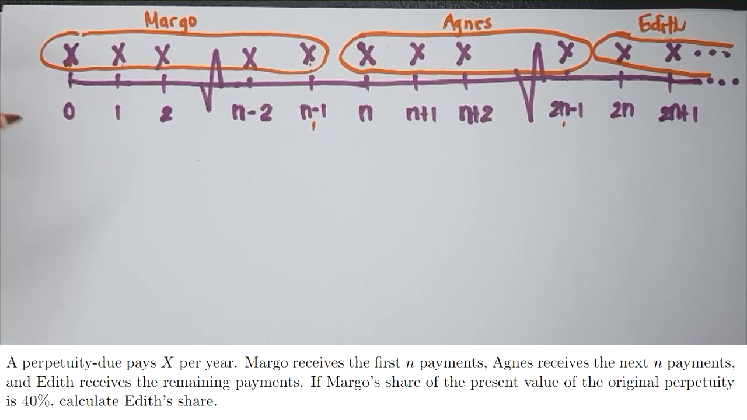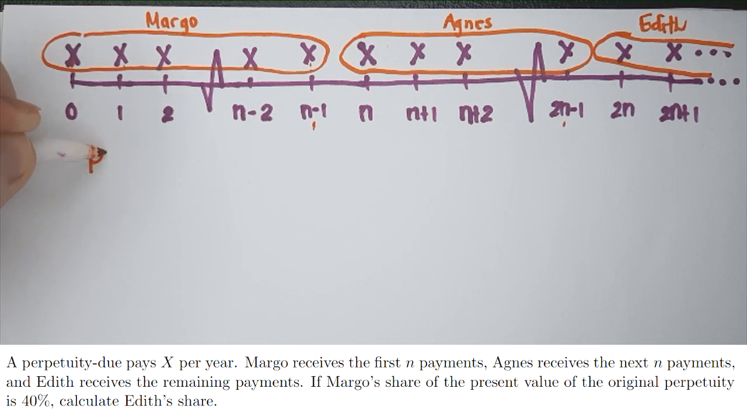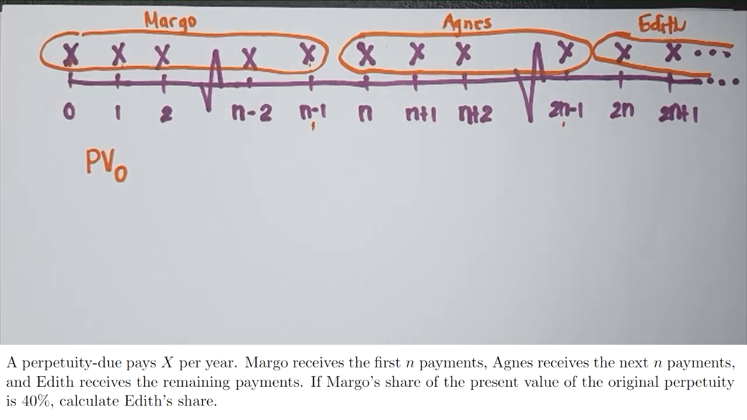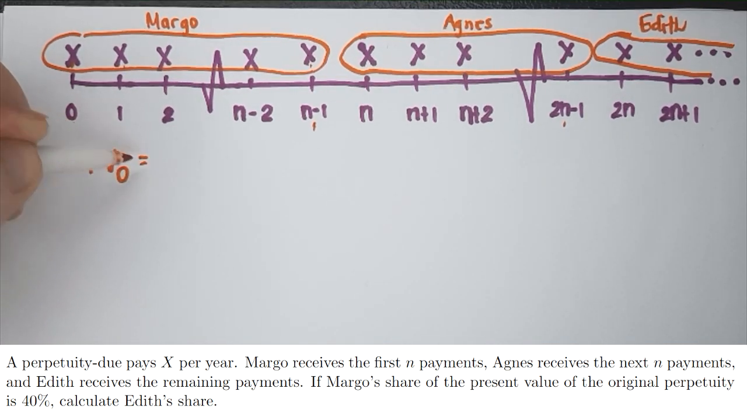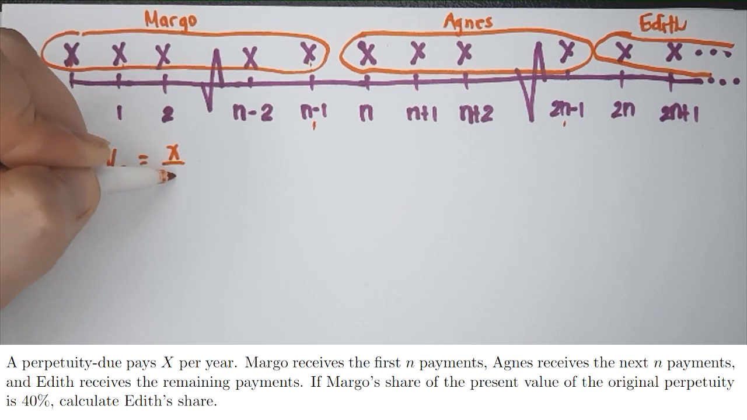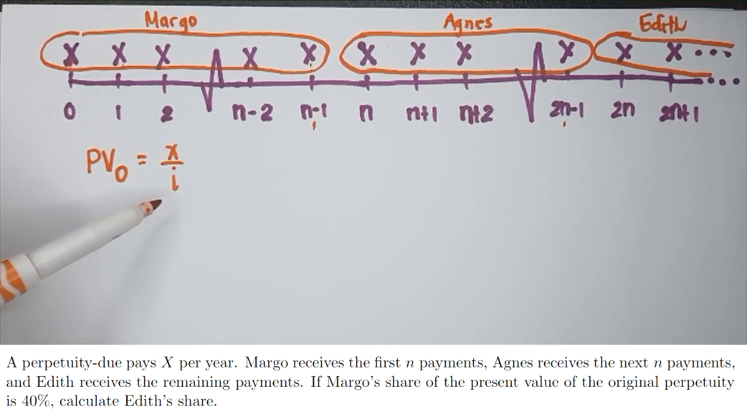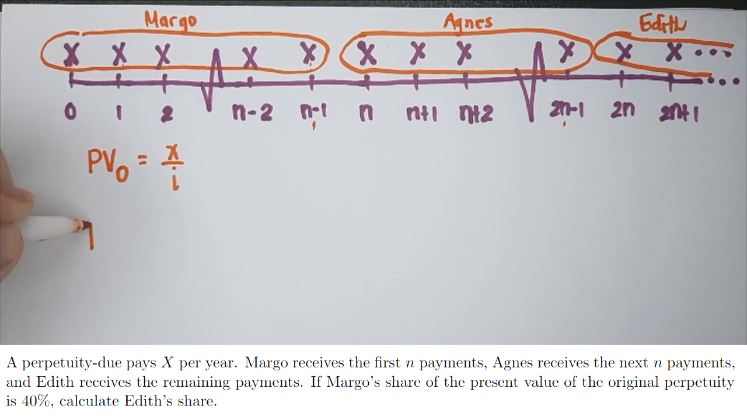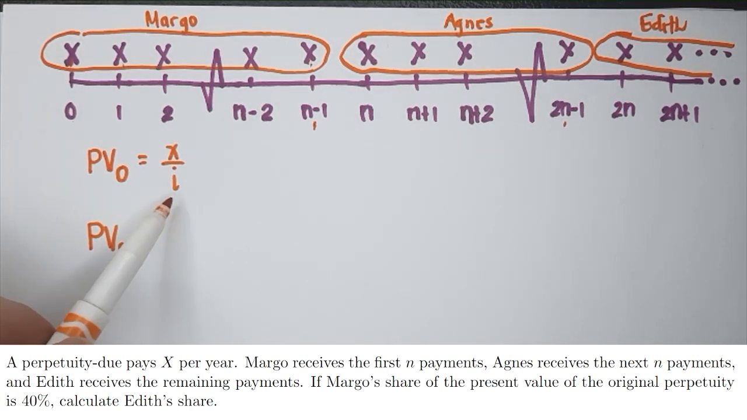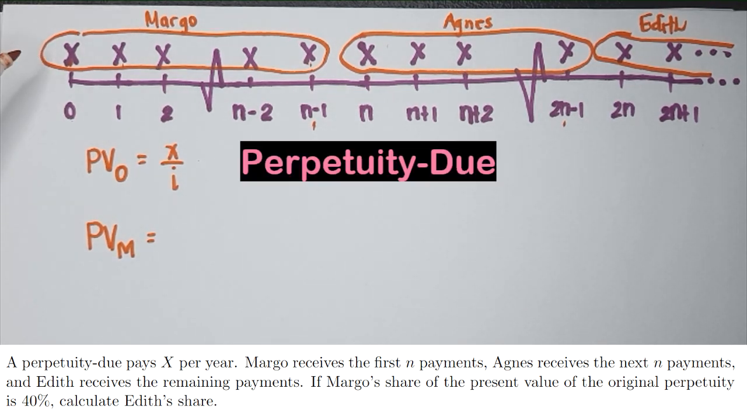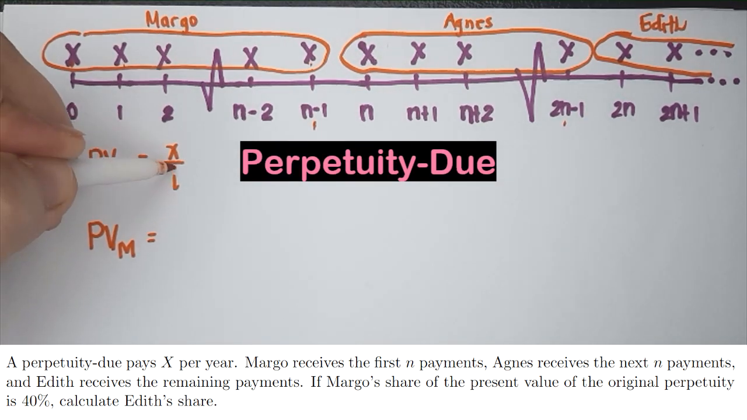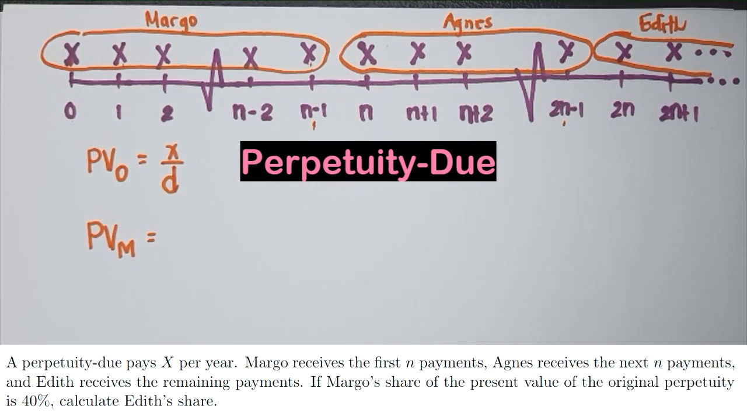So, ganito yon. Sige nga. Can you give me the present value of the original perpetuity? So, O na lang, original perpetuity. It is equal to X over I, right? This is the effective rate of interest per year. Sige nga, ano naman ang present value ng kay Margo? Oops, sorry. This problem is an annuity due. So, this should be like that. X over D. Right?